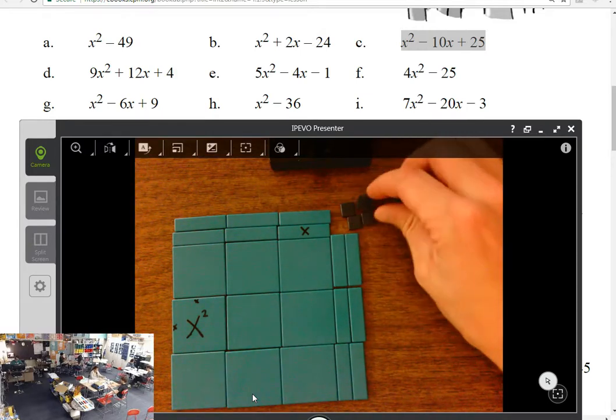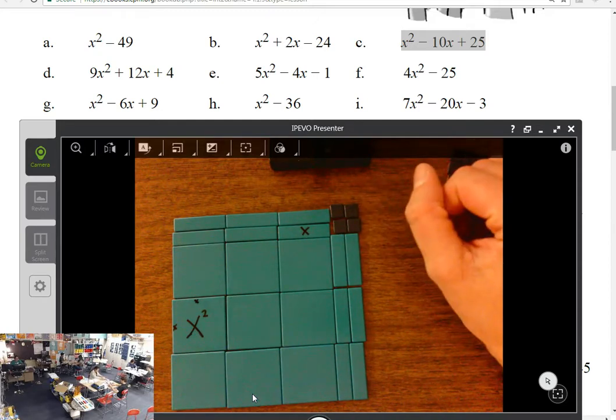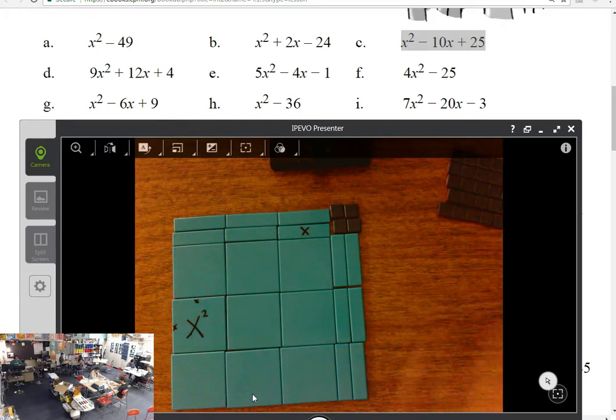So this one is actually a perfect square trinomial. What? How did you do that? D is a perfect square trinomial. Oh, whoa. It's just 3x as opposed to just an x. So 3x plus 2 squared, which you could write out in expanded notation with the binomial times the binomial.